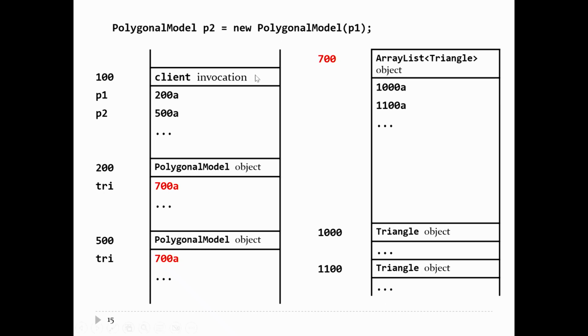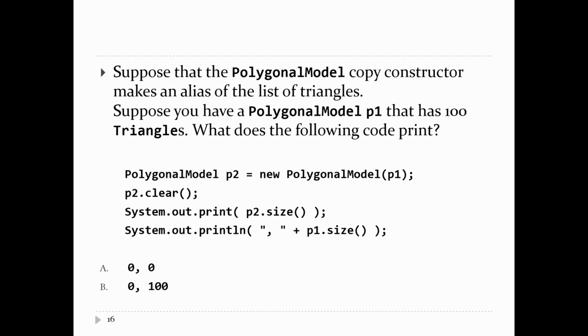So you have two polygonal model objects, 1, 2. You have only one list that's shared between them, and you only have two triangles that are shared between the two models. So neither model owns either the list or the triangles that are in the list. Okay, so a little example here.